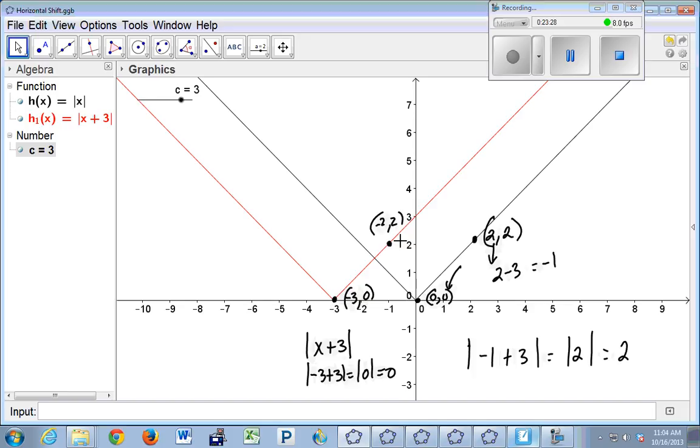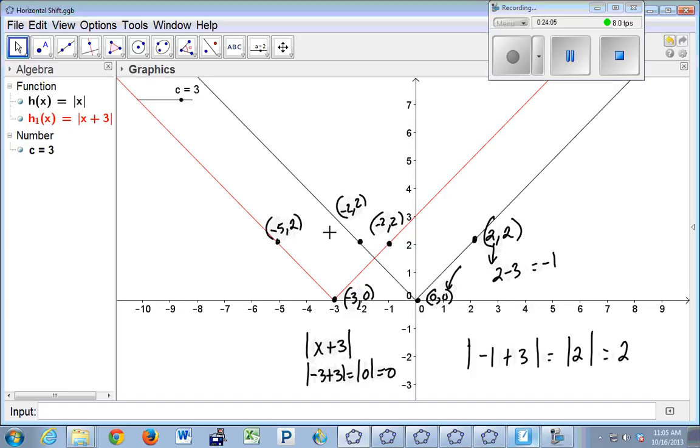Similarly, where else was I a 2? Well, when I was negative 2, I was also 2. So on my new function, to get back to 2, I have to take 3 away from negative 2. I have to move to the left 3, because I'm adding 3 to negative 5. Negative 5, when I put it in here, becomes negative 5 plus 3, which is negative 2. The absolute value of negative 2 is positive 2. So this is totally counterintuitive.